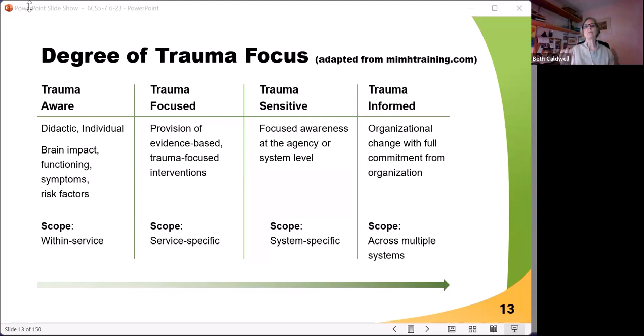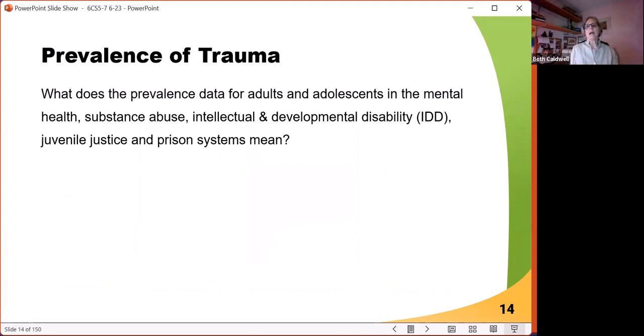And we're continuing to improve. Next slide, please. So what does the prevalence data tell us for people from all different types of systems? Let's go look at it again. Next slide, please.